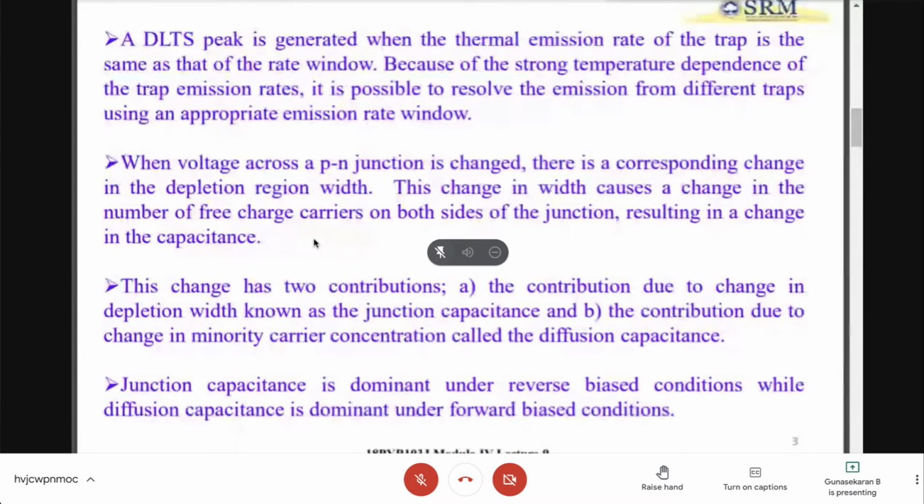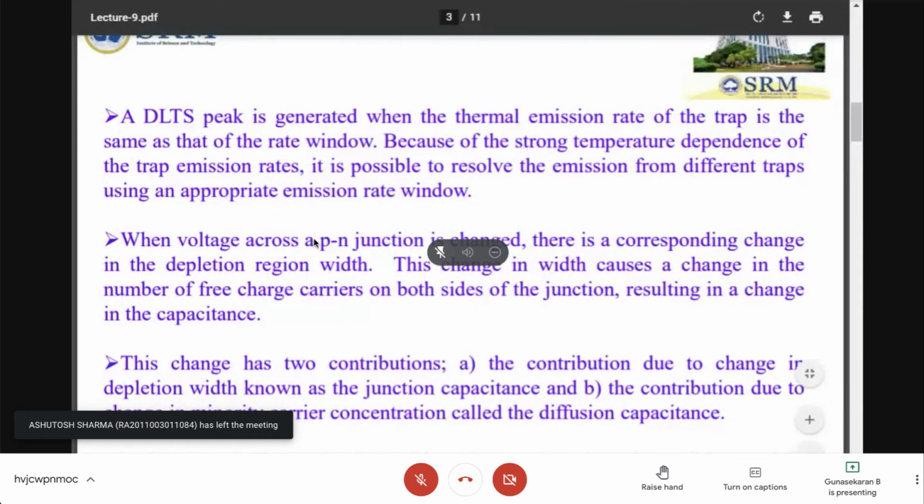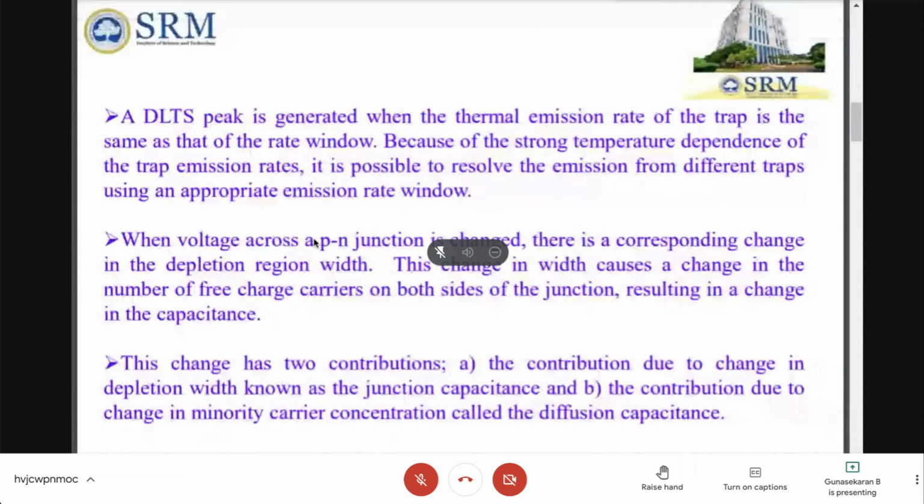Due to thermal effects, for example, whether I increase or decrease the temperature, the thermal emission rate of the trap is the same as that of the rate window. Sometimes the strong temperature dependence of the trap emission rate helps in resolving the emission from the different trapping levels. So if you increase the temperature, due to thermal agitation also, maybe the charge carriers come out of the trapping levels.